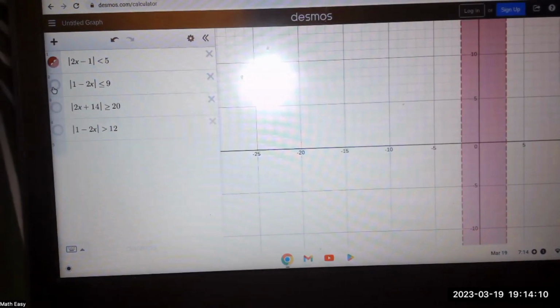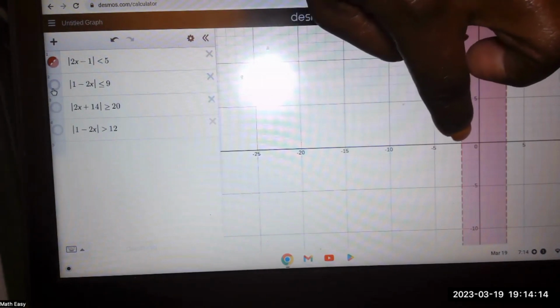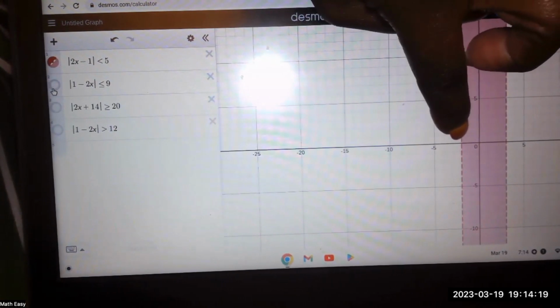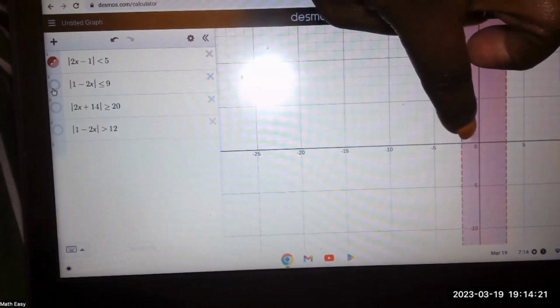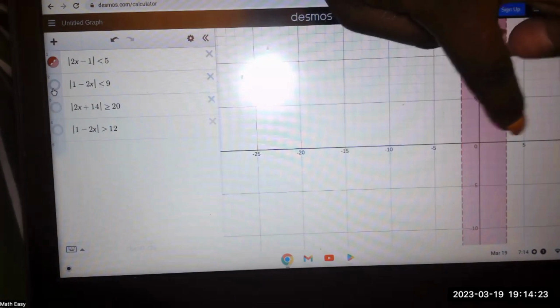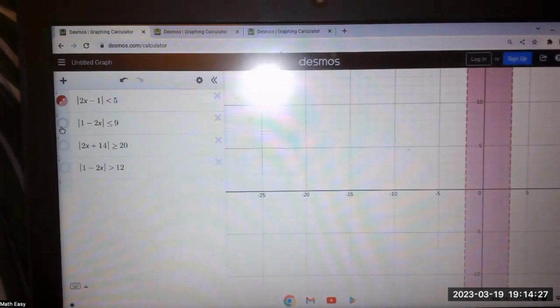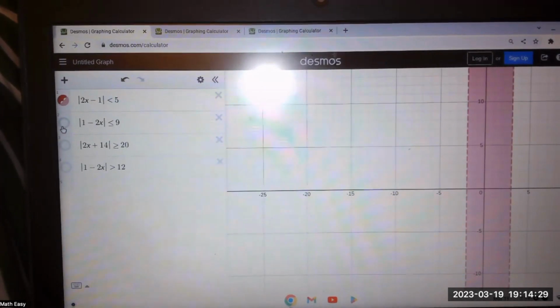For that question, we look for where the numbers are. So here it seems to be negative 1, negative 2, negative 3. And over here, it's 1, 2, 3, positive 3. And that's what we got for our answer over here.